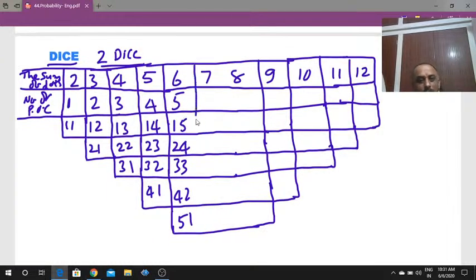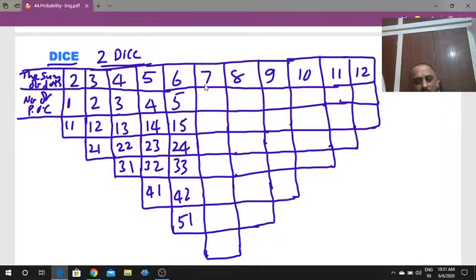Now if a person throws 2 dice simultaneously, then what is the sum of dots in both the dice? The sum of dots in both the dice is 7.